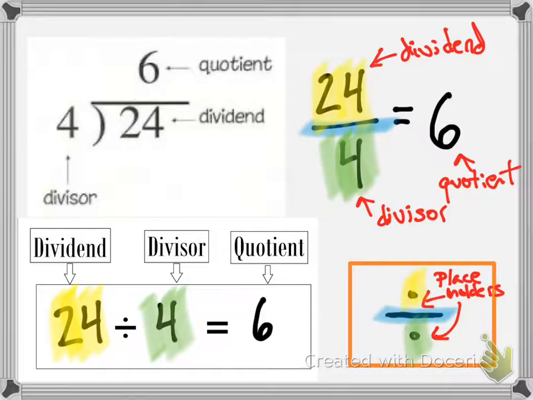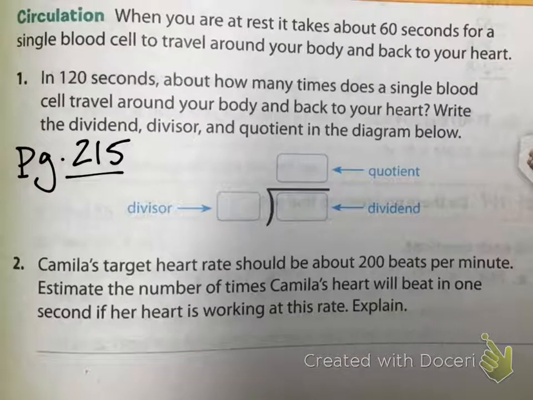So that's why I really wanted you guys to know these terms. I want you to go to page 215 in your math book, but it's also here on my screen. When you are at rest, it takes about 60 seconds for a single blood cell to travel around your body and back to your heart. In 120 seconds, how many times does a single blood cell travel around your body and back to your heart? So I want you guys to figure out which one's the dividend, which one's the divisor, and which one's the quotient.